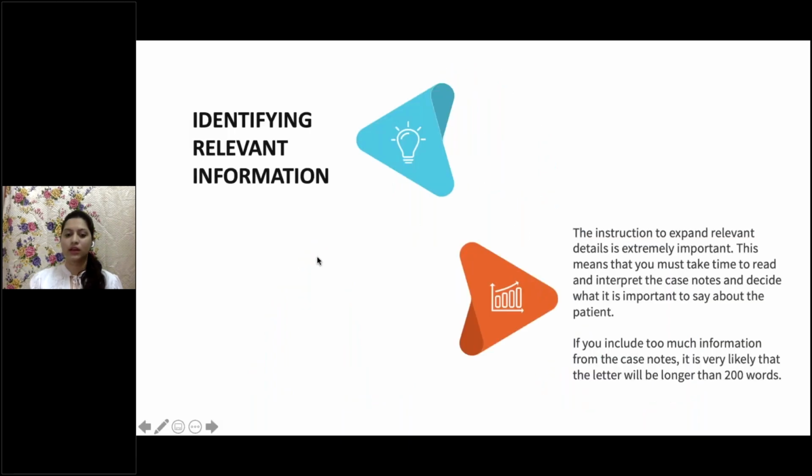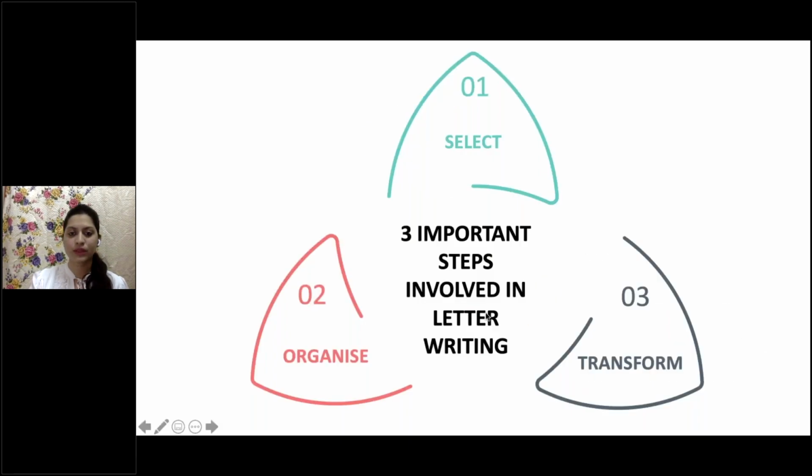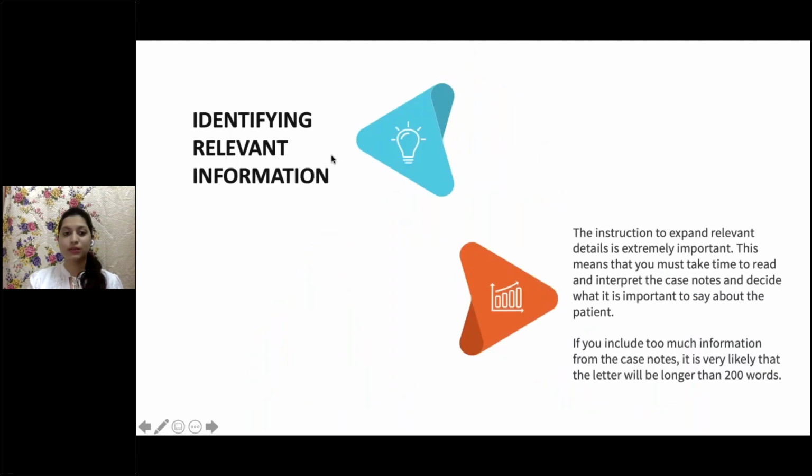All right. So, selection. Selection is nothing but identifying the relevant information. So the instruction is to expand relevant details. Basically, what this means is that you must take time to read and interpret the case notes and decide what is important and what is not. As I've already mentioned, if you include too much information from the case notes, it's very likely that the letter will be longer than 200 words.